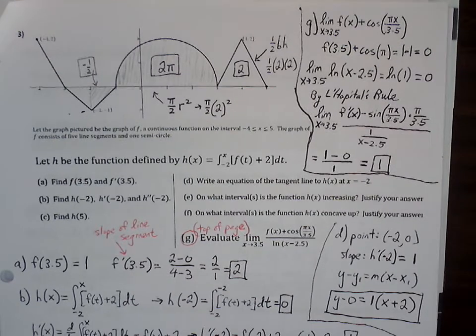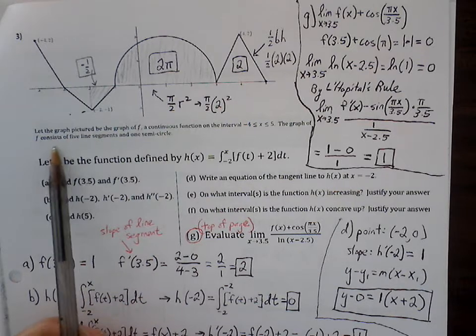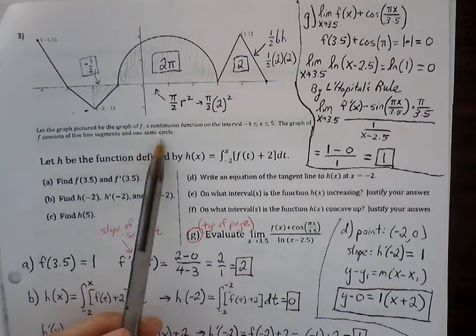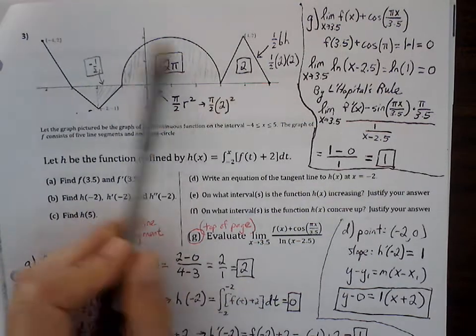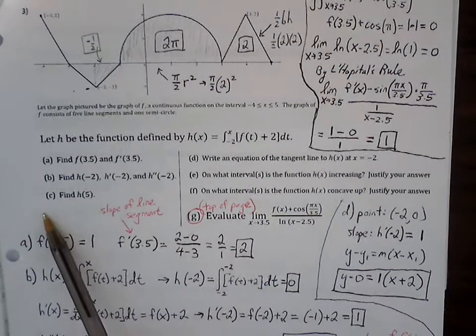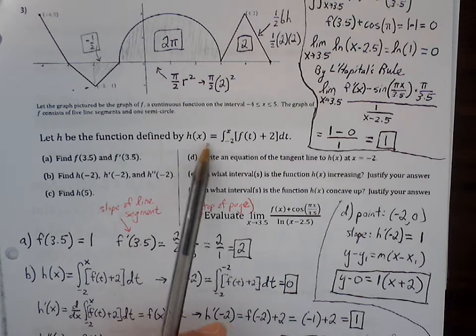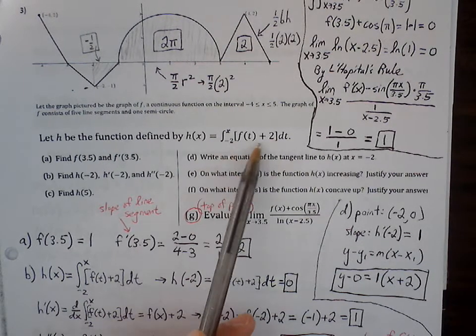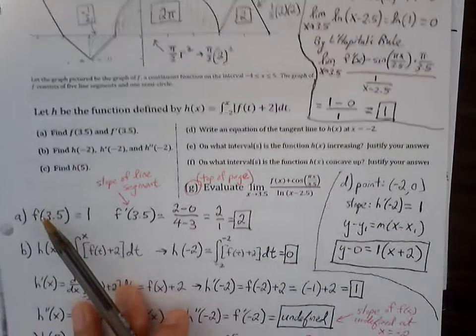So we have a graph pictured of f, and the graph consists of 5 line segments and 1 semicircle. So we see our line segments here, we see the semicircle. Part A, well, let's see here. The function h is defined as a definite integral of f of t plus 2 dt. So part A says find f of 3.5.